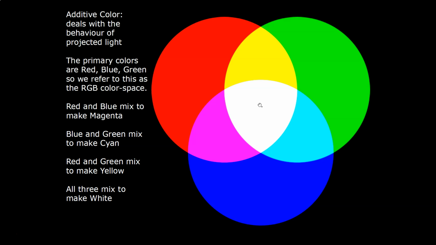Then the opposites of those when they mix is red and green mix to make yellow, which would seem totally weird if you're used to mixing yellow and blue to get green with paint. But red light and green light mix to make yellow. Blue light and red light mix to make magenta, and blue light and green light mix to make cyan. And then to get black, you just basically take away light.